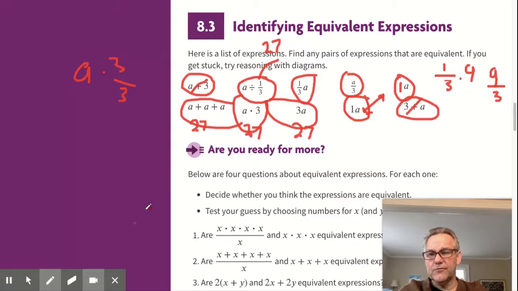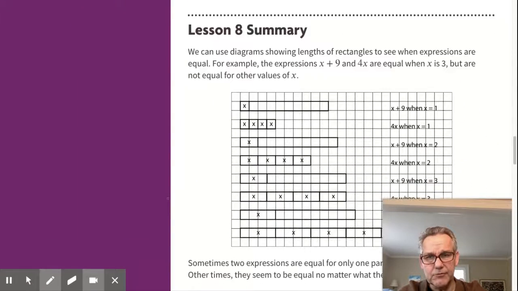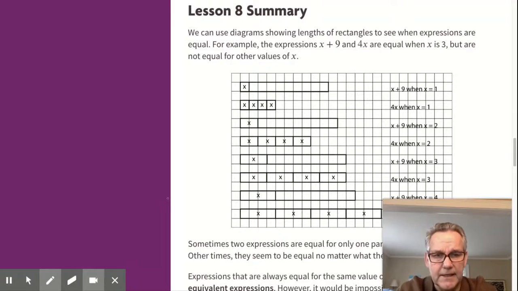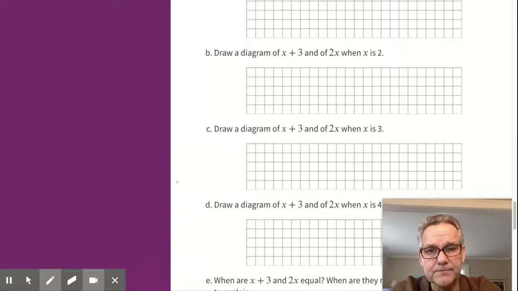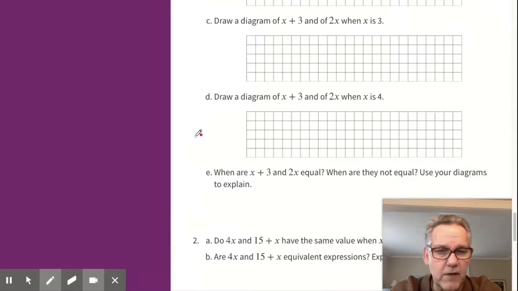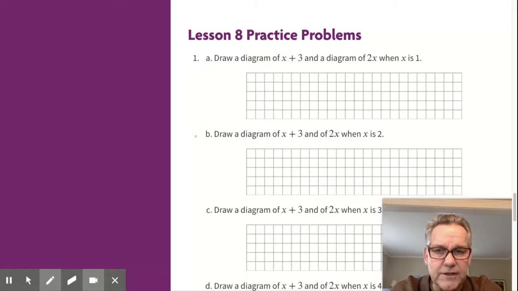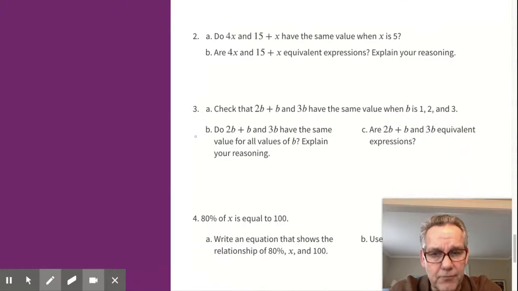So what I'd like you to do to finish this lesson is to carefully read through the Lesson 8 summary. As is our new norm, we like to do that very thoroughly. And then this time around, instead of doing the first 4 practice problems, please only do the first 3 because you're drawing some diagrams. That first problem is actually rather lengthy. It's not hard, it's just lengthy. So do 1, 2, and 3.